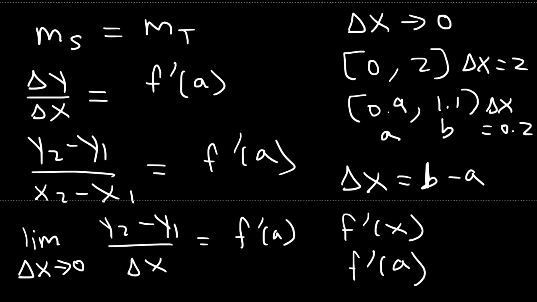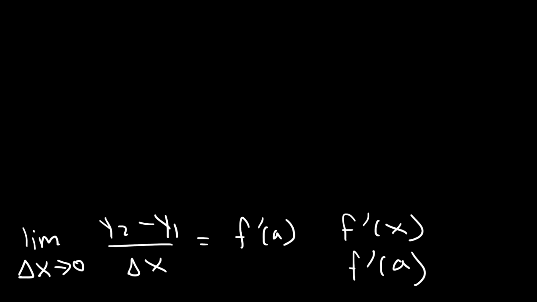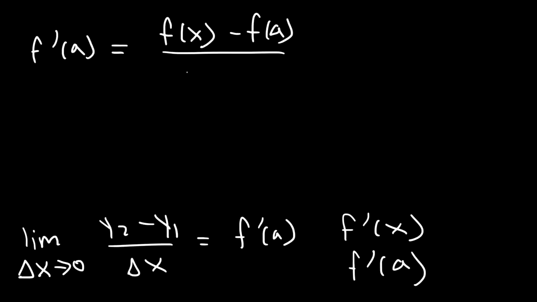Now there's a formula that's similar to the expression that we just wrote. It's known as the alternate form of the derivative, or the definition of the derivative. And here it is, f prime of a, that is the slope of the tangent line, or the instantaneous rate of change of the function, that's equal to f of x minus f of a over x minus a.